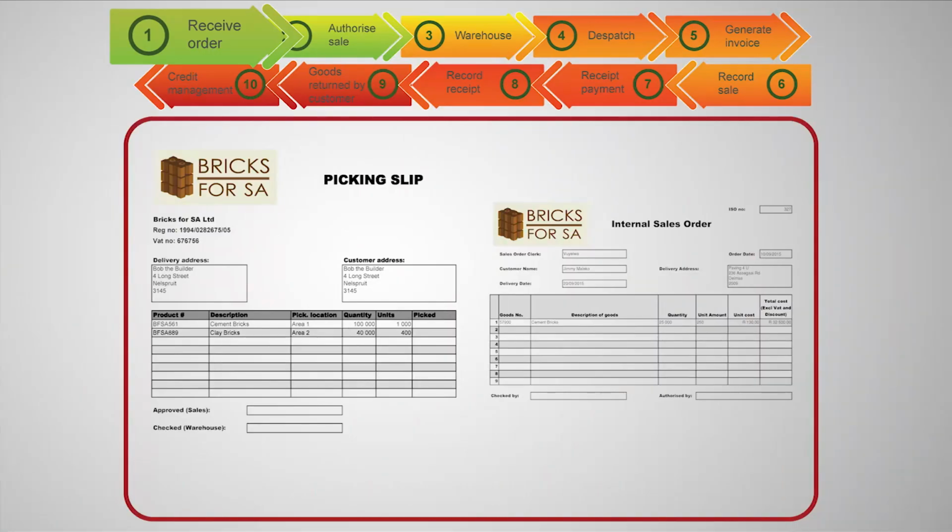An internal sales order or ISO is a document compiled by the company's own sales order clerk based on the customer order, which records the goods ordered by the customer. It is used for sales authorization and as a basis for creating the picking slip. A picking slip lists all the items which the customer has ordered. It is used to assist the warehouse personnel to pick the goods needed to fill the order from the store so that they can be dispatched to the customer.